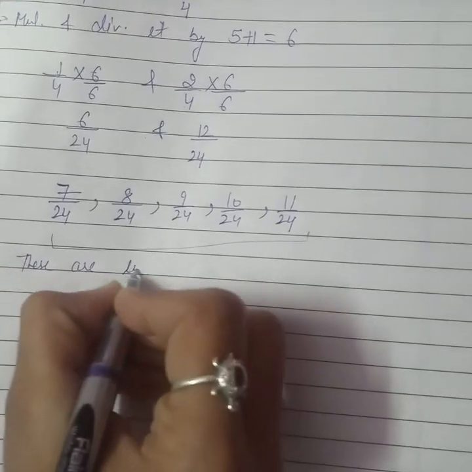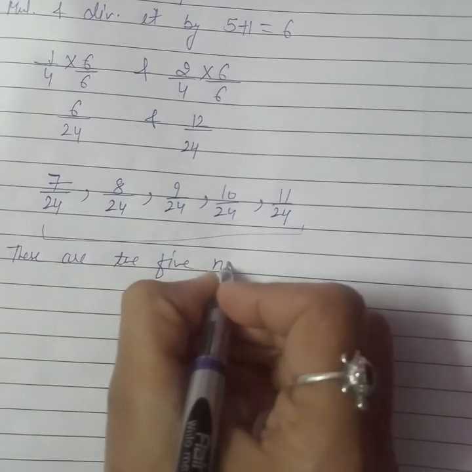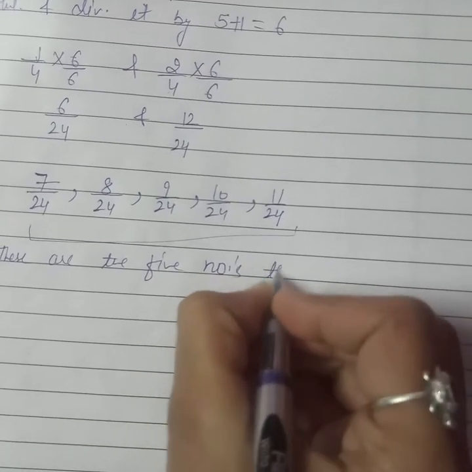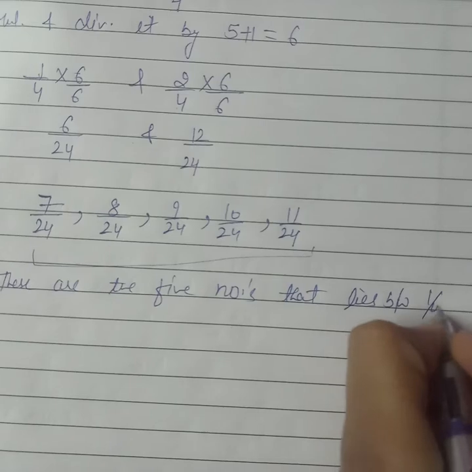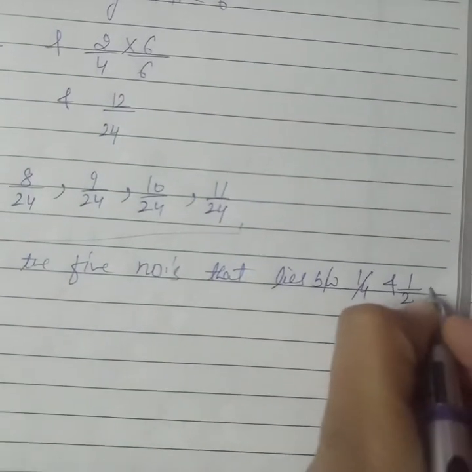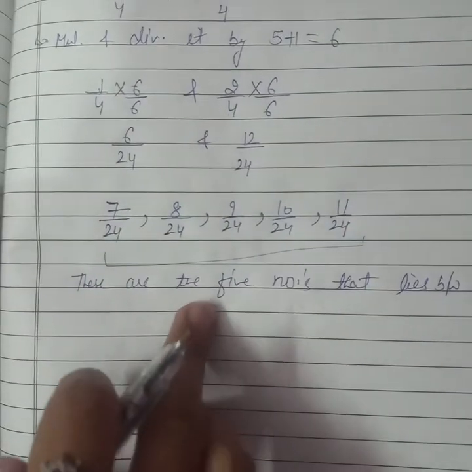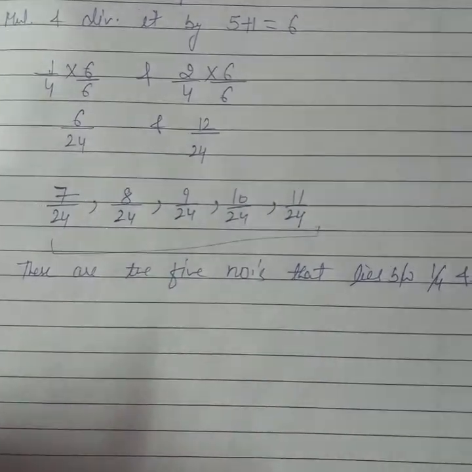These are the 5 numbers that lie between 1 by 4 and 1 by 2. You can use any method from these two methods.